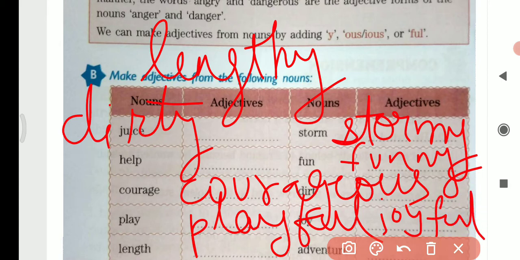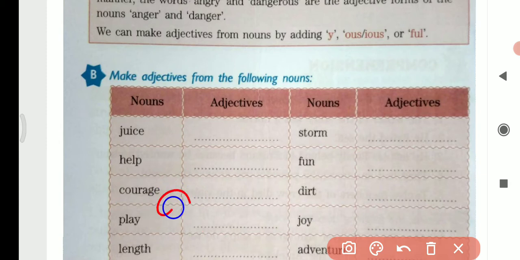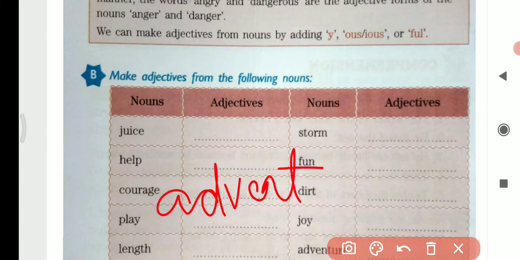And the last word is adventure. So ous can be added and it will be adventurous. Adventurous. Students, please write the correct spellings. So I hope question number B is clear to everybody.